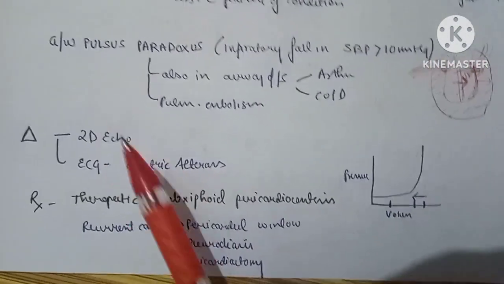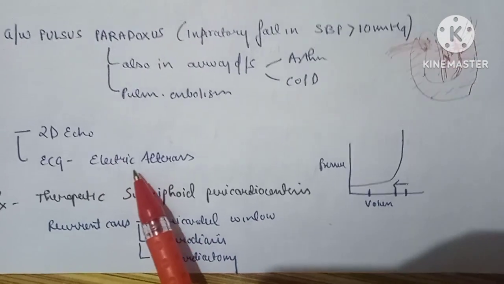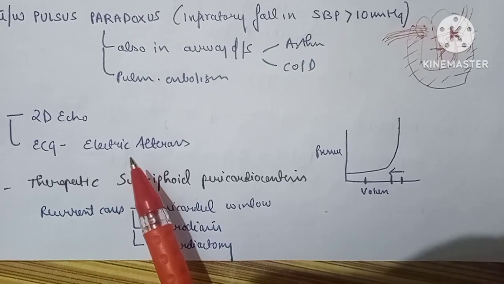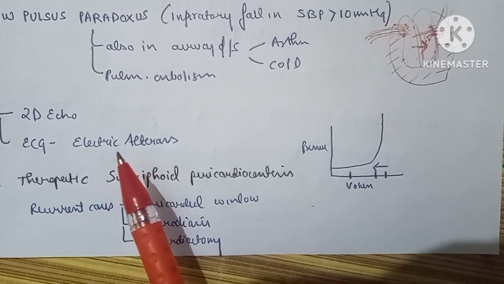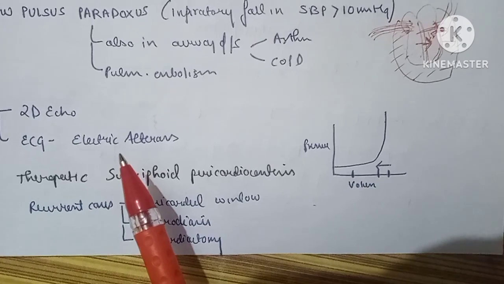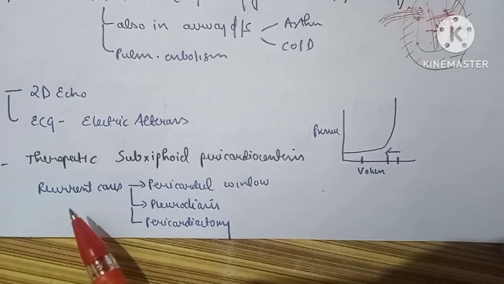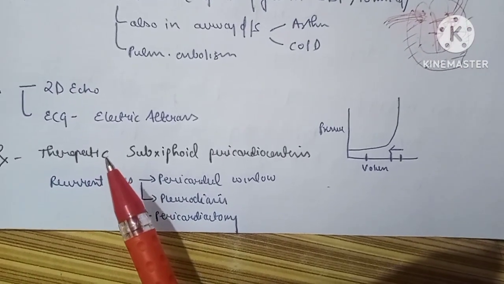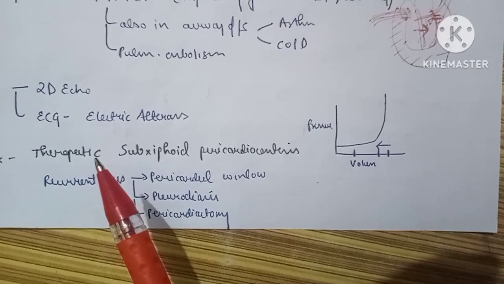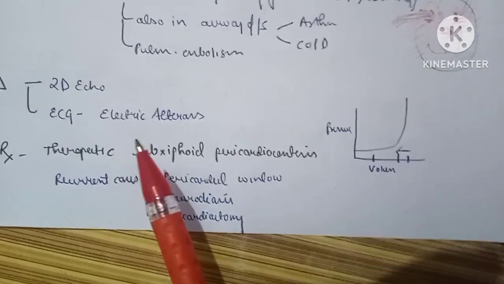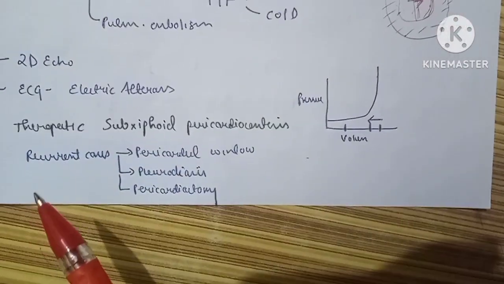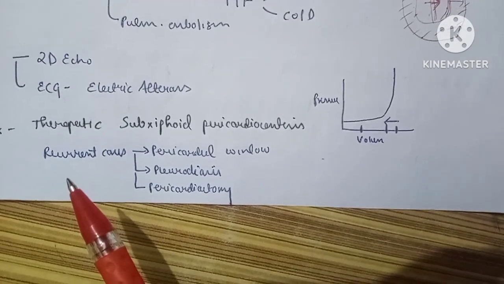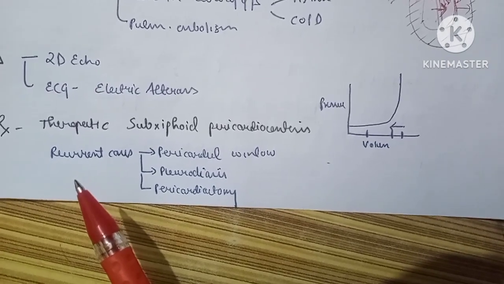Investigations in case of cardiac tamponade are 2D echo and ECG. ECG will show classical electrical alternans. That is, because of the swinging vector of the QRS complex, we are going to see different voltages of the QRS complex in lead 2. The treatment includes therapeutic subxiphoid pericardiocentesis, the details of which will be discussed in another video. Also, you need to remember that a contraindication to subxiphoid pericardiocentesis is aortic dissection, because in that case, if pericardiocentesis is done, it is going to worsen the condition.